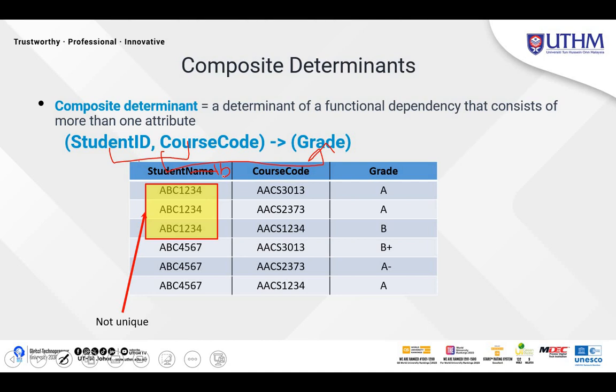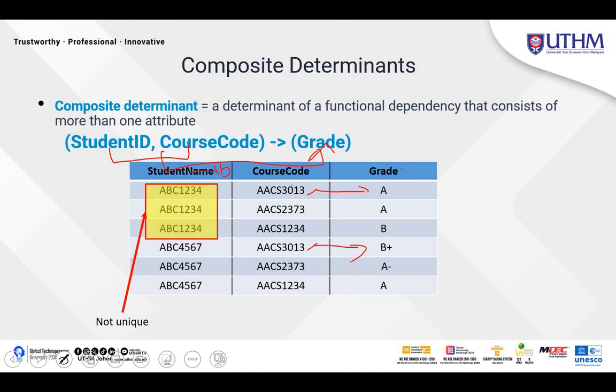Student ID ABC1234 for the course code AACS 3013 and the grade is E. So in order to determine the grade, course code alone is not enough. For example, we have 3013 and 3013 with two rows with the same course code. One got A, the other one got B plus. But who got A and who got B plus?